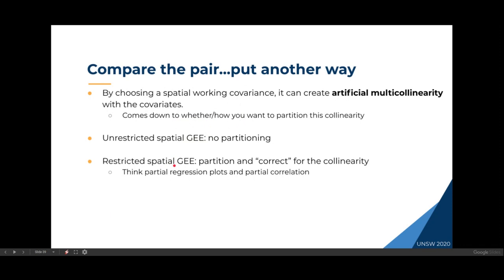And the way we correct for that is that we try to move the part of rho that can be explained by D into the mean, and then the rest is orthogonal to that, and so it remains part of the working covariance. If you think about things like partial regression plots and partial correlations, these are things in statistics that exist along the lines of trying to correct for collinearity and show the proper adjusted effect. The restricted spatial GE works along those lines, thinking about partitioning and trying to correct for that multicollinearity that's in play.